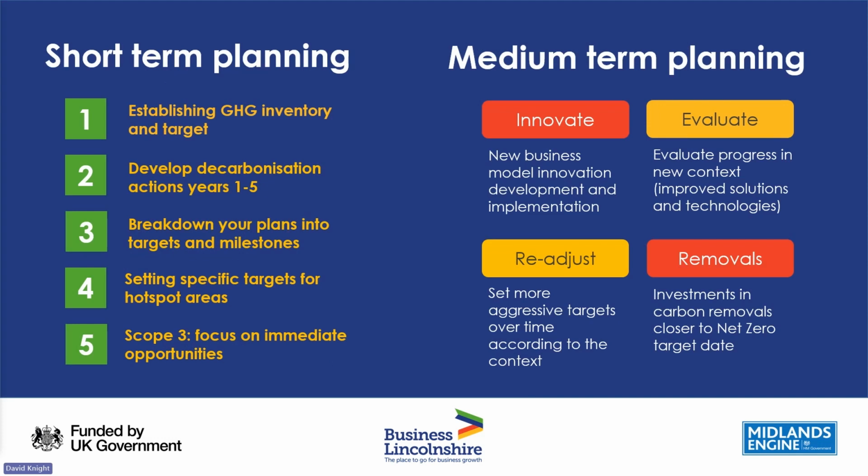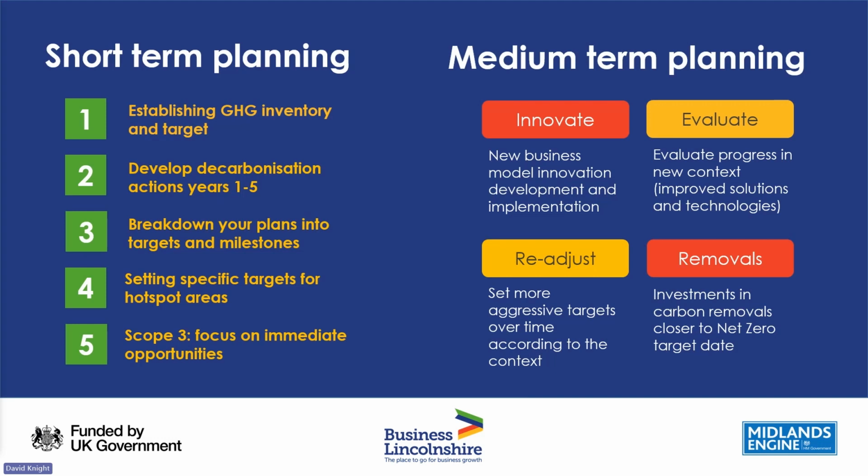Again, in terms of short-term planning, we'll discuss more of this within the workshops themselves. But anything within the short term, you have your inventory and your target, you start to develop your actions, you break that down into targets and milestones. So what you're doing in year 1, year 3, year 5, etc. Thinking about your specific targets for hotspot areas, so electricity, gas, and thinking about how you drive those individually. And then for scope 3, start to focus on the immediate opportunities. So as I mentioned before, waste, water, that kind of stuff. If you want to start to include scope 3, those are the really easy ones to go at.